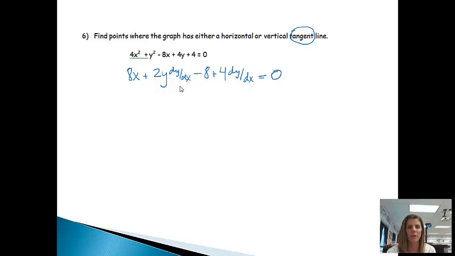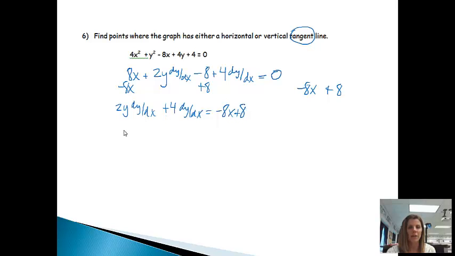And then from here, again, I want to find dy/dx, so I am going to subtract everything that does not have a dy/dx on it, so I'll subtract 8x, and I will also add 8. Okay, so I will be left with 2y dy/dx plus 4 dy/dx equals negative 8x plus 8.